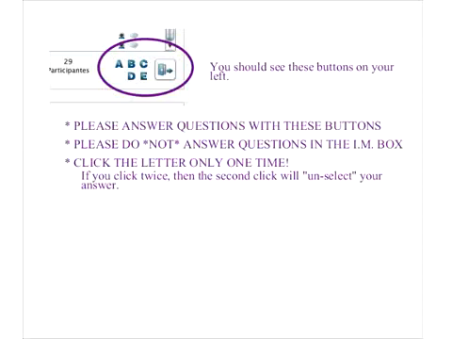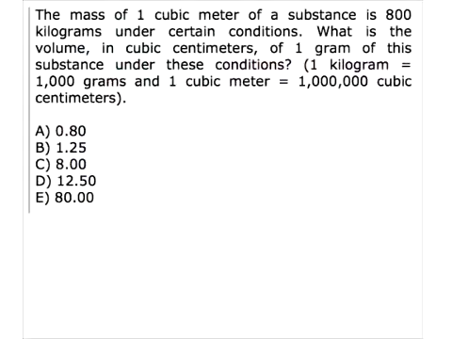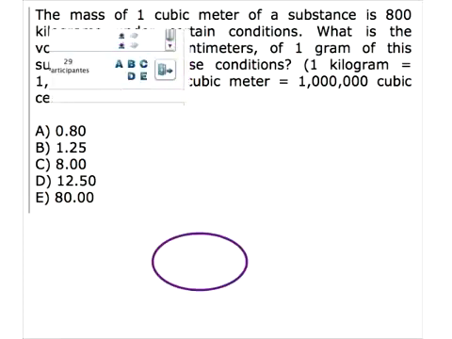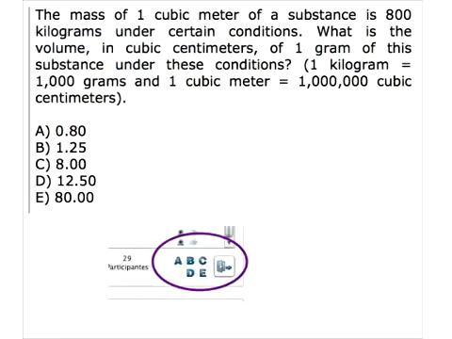All right, let's go ahead and get started. And again, please use the buttons. Please do not answer in the text box. Here's your first problem. I will give you a timer, and we'll get going. Okay, ladies and gentlemen, please answer the question.